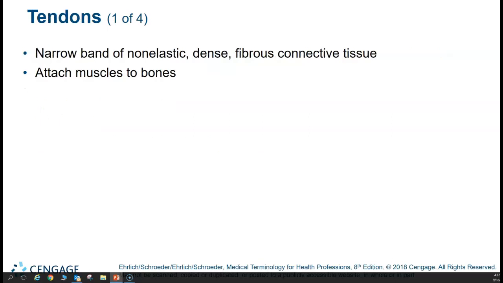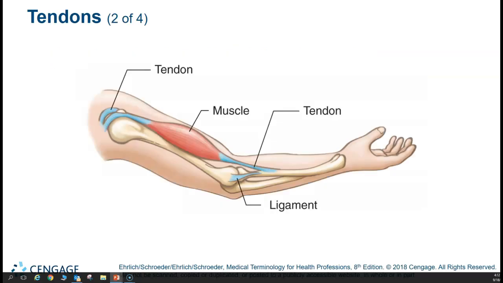Tendons are actually narrow bands of fibrous tissue, and they attach the muscles to the bone. And so you can see here in the picture that there's the tendons and there's the muscles, and you can see how those tendons attach the bone to the muscle.